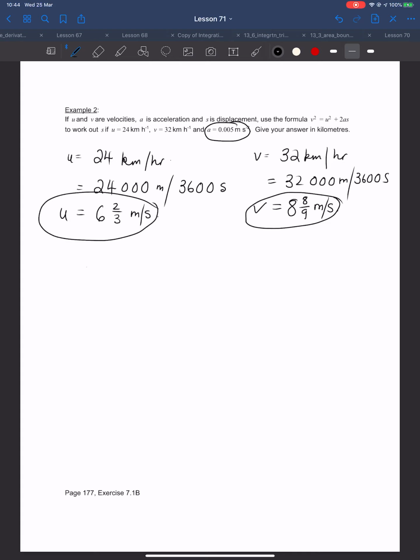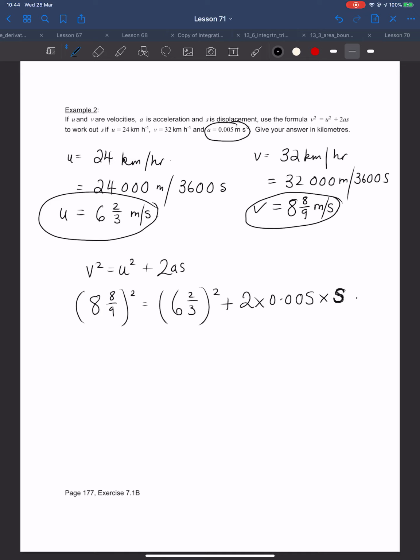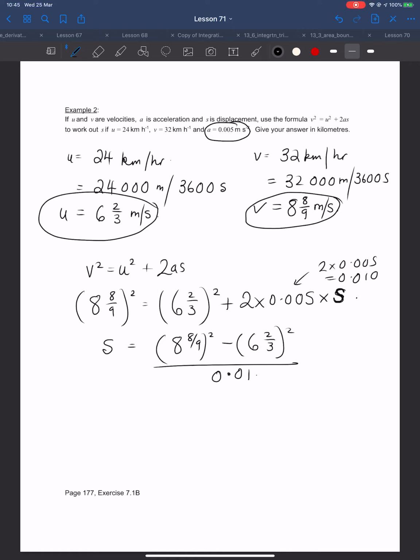So if we've got V squared equals U squared plus 2 times 0.005, that's the A, times S, which is what we want. So S is 8 8/9 squared minus 6 2/3 squared, divided by 2 times 0.005, which is 0.01. That's rearranging, so I'll just explain what I've done there. I've taken that off that side, and then I've divided both sides by that. Take that away from each side. Divide both sides by that.